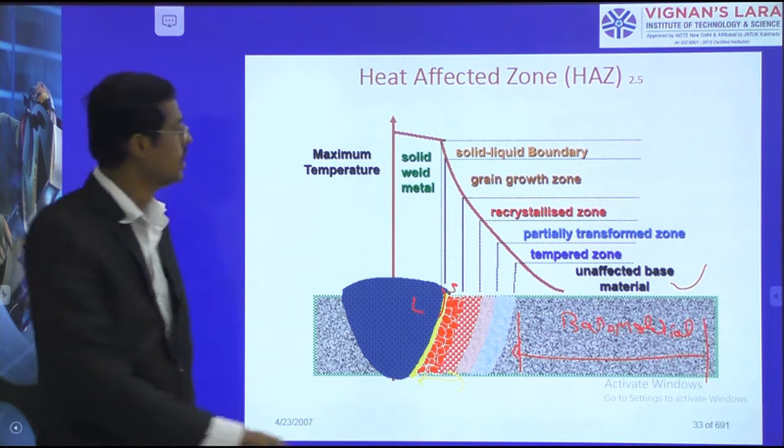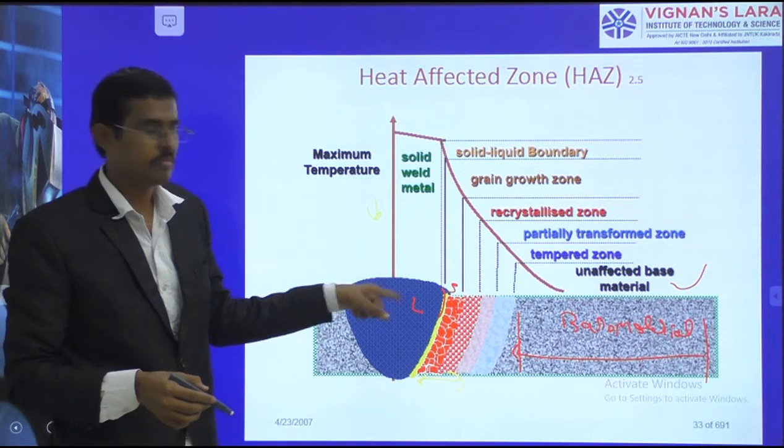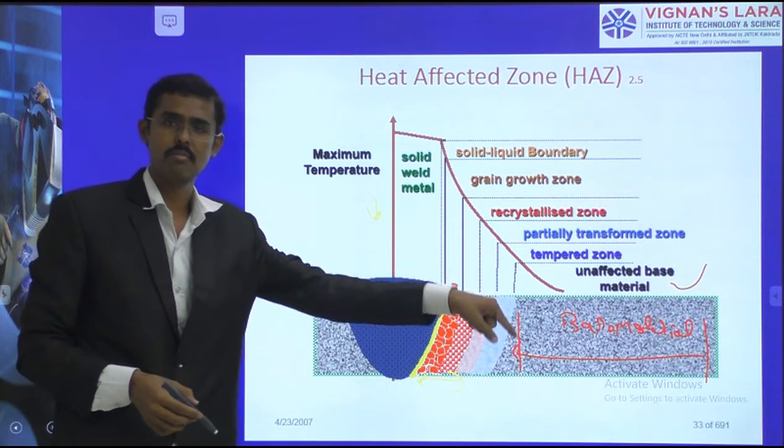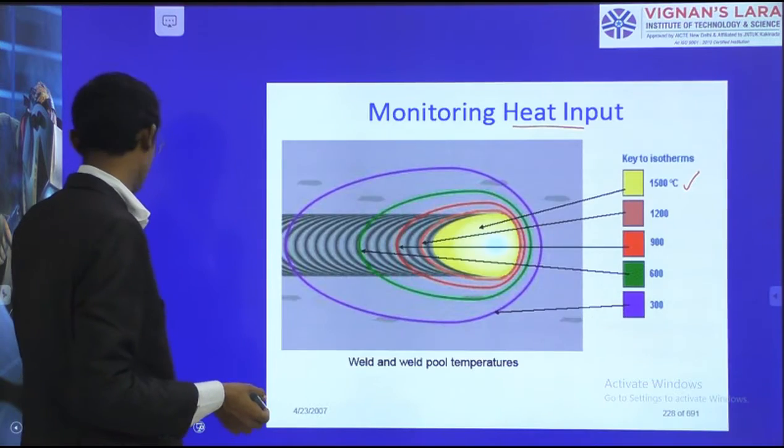Then what should we do? Heat input should be given minimum. If heat input is given minimum, heat distribution will be minimum. Then obviously the heat affected zone will be minimum. That is the point we should take care of.